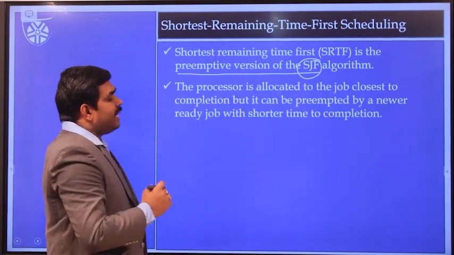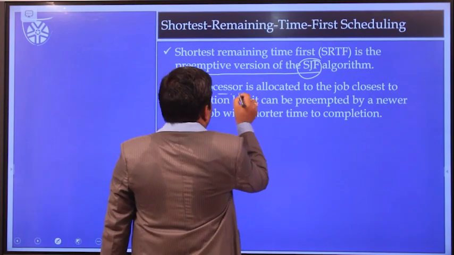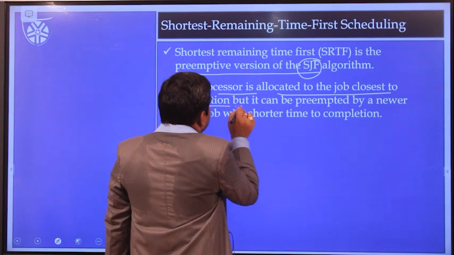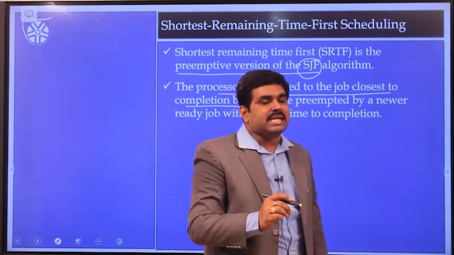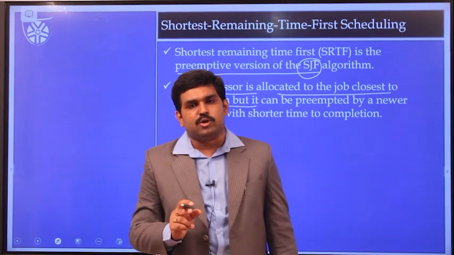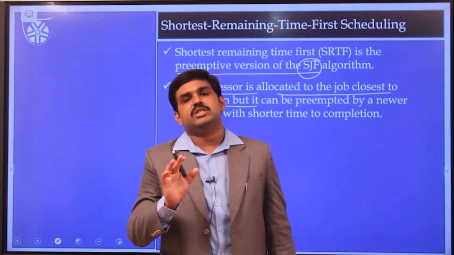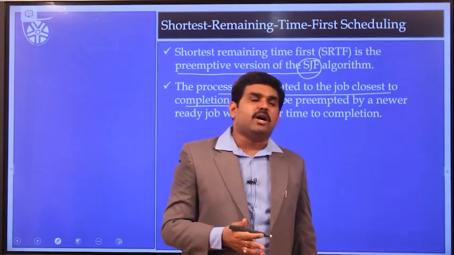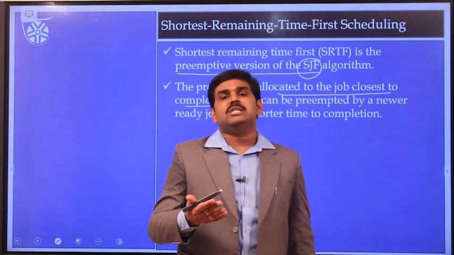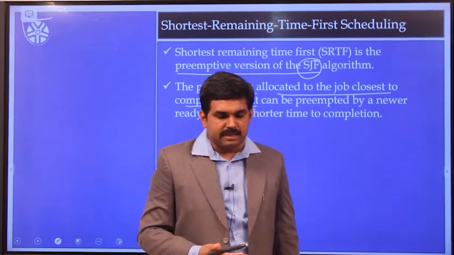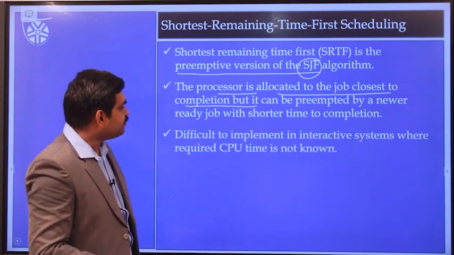Here the processor is going to be allocated to the process which has the closest CPU execution time. For example, P1 is a process which has 2 seconds of time to complete its execution. P2 is another process which needs the CPU for 5 seconds. Then who is going to get the CPU first? P1, because P1 is closest to completion. So the process P1 is going to get the CPU first compared to the process P2.